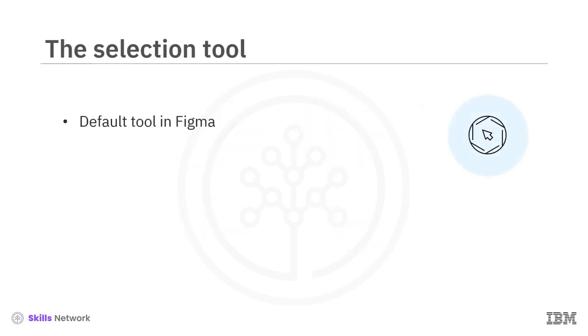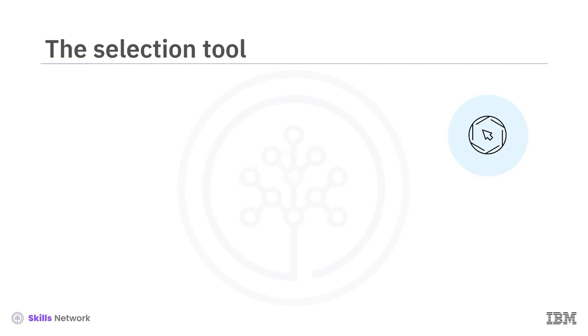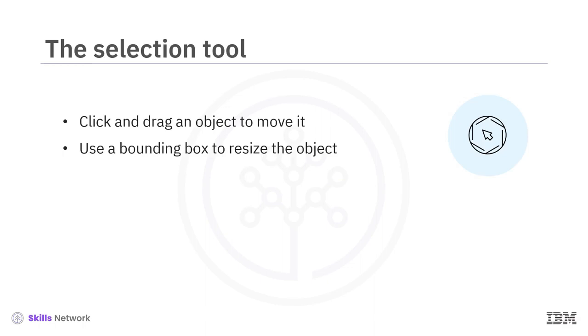The selection tool is the default tool in Figma. You can use it to select and move objects on the canvas. Click the Selection tool icon in the toolbar or press the V key. Click and drag an object to move it. A bounding box with handles will surround a selected object to resize it. Group objects together to easily move and manipulate them as a single unit with the selection tool.